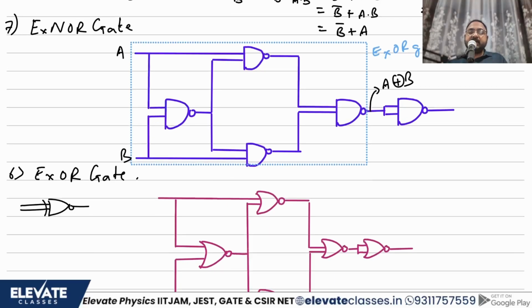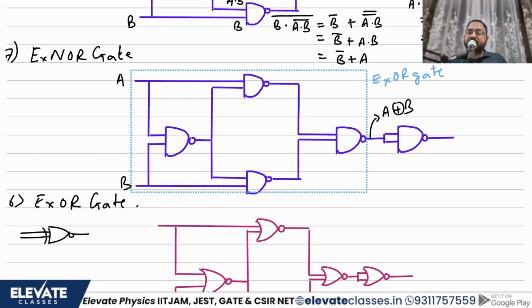Now what I can do is, I have just used another NAND gate, right? So this will behave as a NOT gate. So what will be my final output? My final output, Y, is equal to A XOR B complement, which is nothing but A XNOR B. That is my output. A XNOR B will be my output.